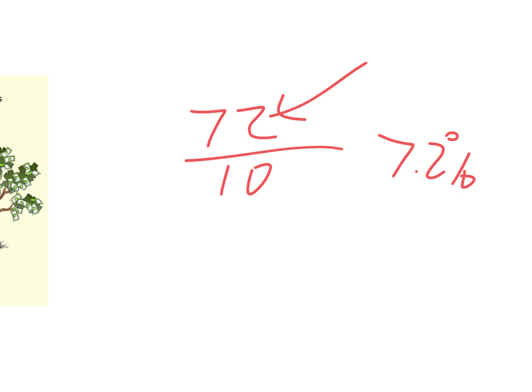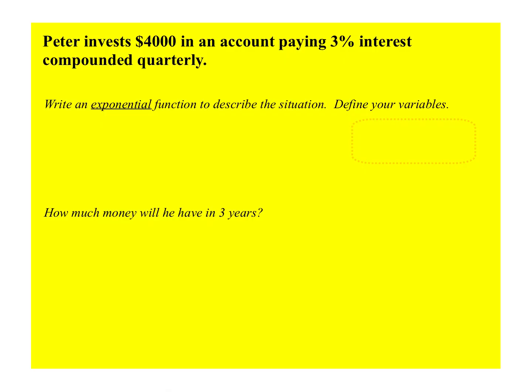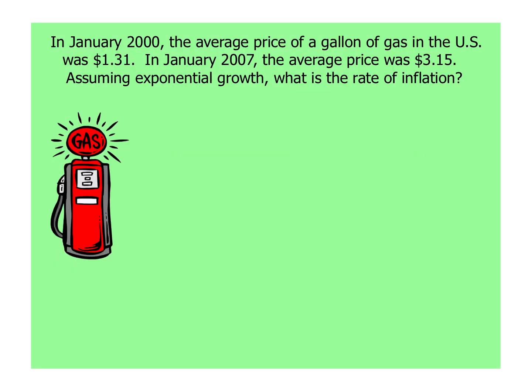You want your money to double in 36 years? Then you need 2% interest, because it always comes down to 72. Weird but true. Rule of 72. Okay, let's get to your homework. Homework for today.